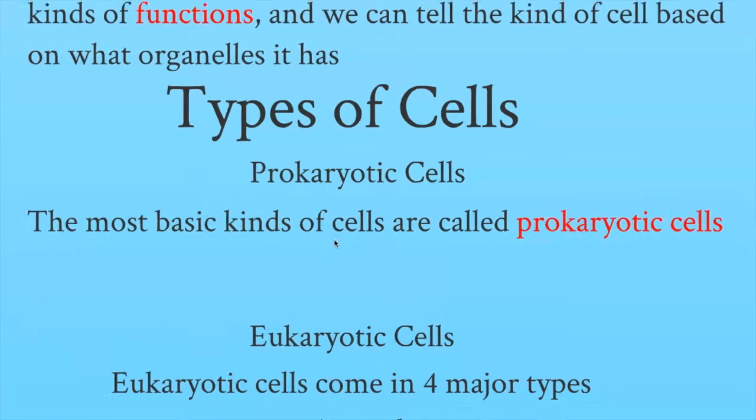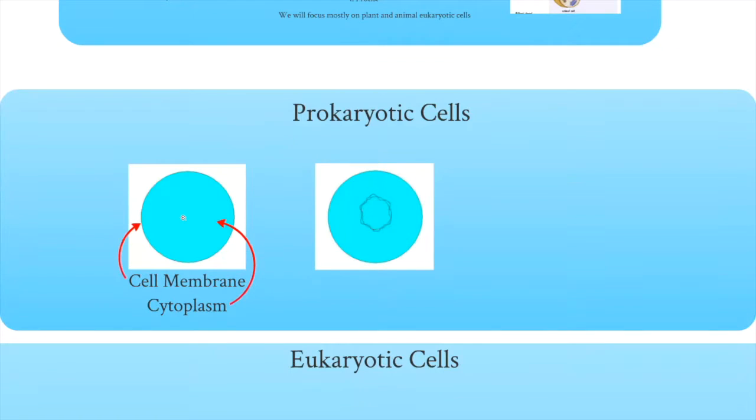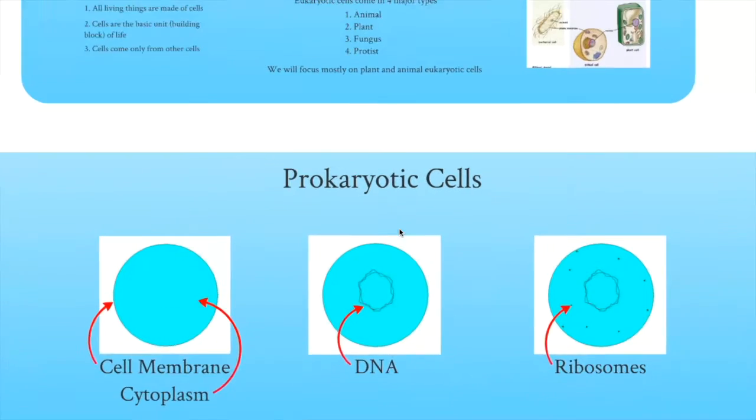So they're very tiny. When we look at prokaryotic cells, what we're going to see is that they're very simple. They only have a few parts. They have a cell membrane, which is the outer wall of the cell, and a cytoplasm, the liquid inside the cell. And then they usually have DNA. All cells have DNA. And they usually have ribosomes, which allow them to make proteins. So prokaryotic cells only have these basic components, and that's why they're so simple. A cell membrane, DNA, and ribosomes. Some prokaryotic cells might have other organelles, but for the most part, you're going to see just these.